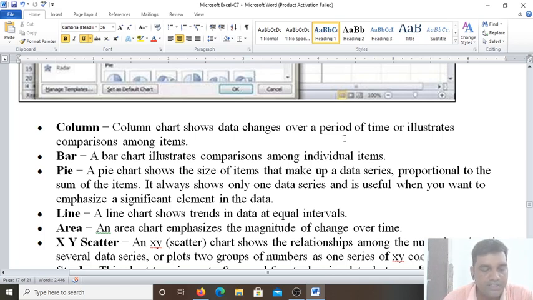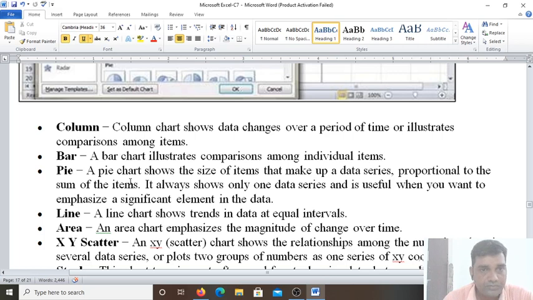This is used for displaying data that shows different trends over a period of time. If you have to show any changes over a particular period of time, like the changes of temperature over a period of time, we can use the column chart. It is the default chart type of Microsoft Excel. If you do not select any chart, by default it will be the column chart.